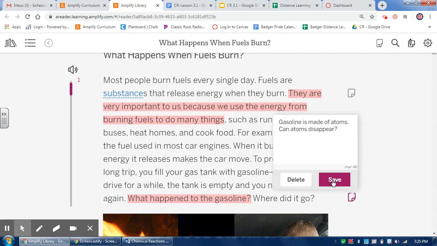While I read this, I'm thinking to myself, it's true that if I use gasoline in a car to get the energy from the gasoline, the fuel, do the atoms disappear or do they go somewhere else? That's a question that I would have from what I just highlighted. So you're more than welcome to annotate that if you'd like, or you can annotate anything else in that first paragraph that you thought was interesting or a connection you can make to your own life.